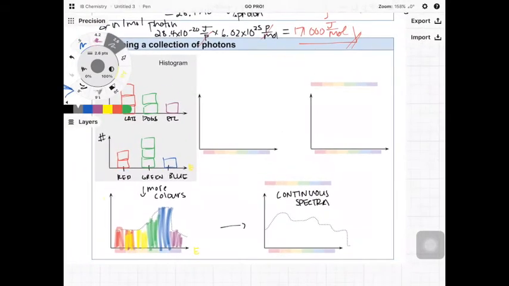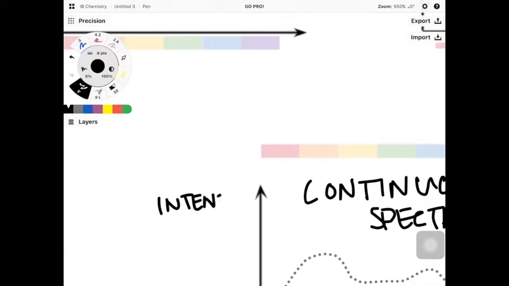So it shows all of the colors. It's continuous. We see all of the colors in the visible spectrum.